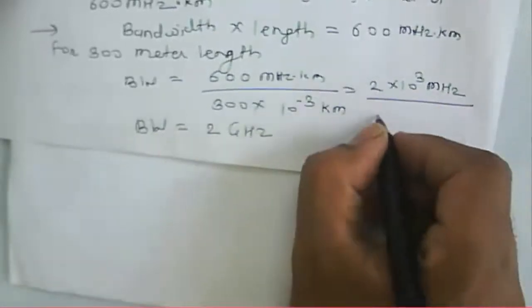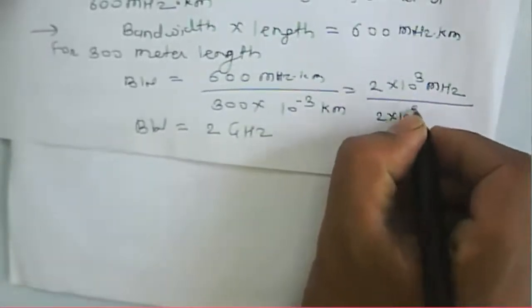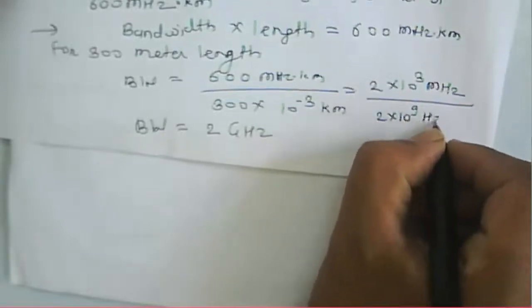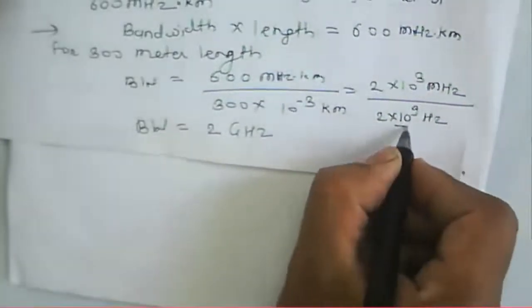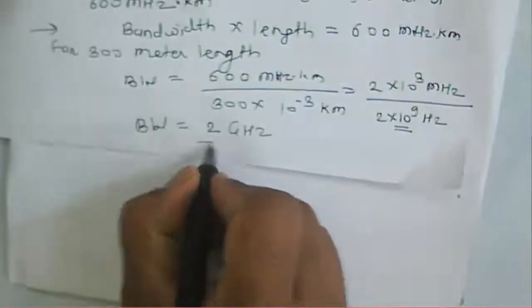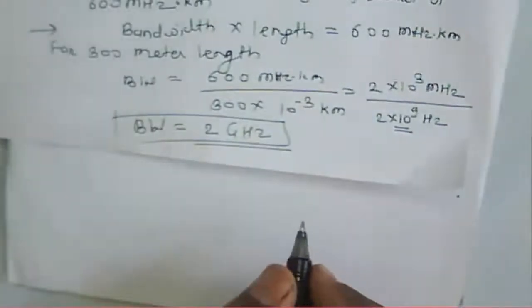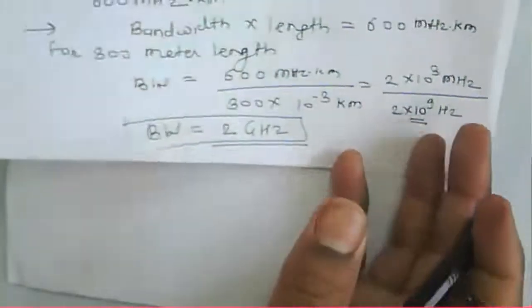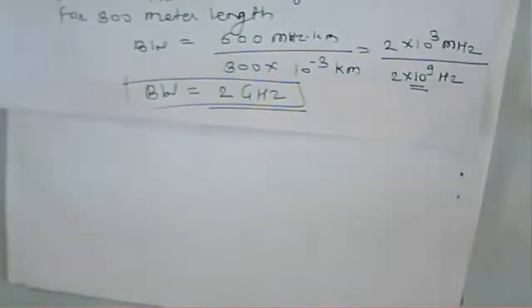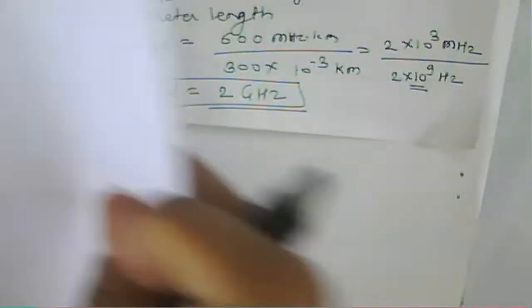2 into 10 to the power 3 megahertz means 2 into 10 to the power 9 hertz. So 10 to the power 9 hertz means what? Gigahertz. So that's why it is 2 gigahertz. So that will be the bandwidth. Next one.